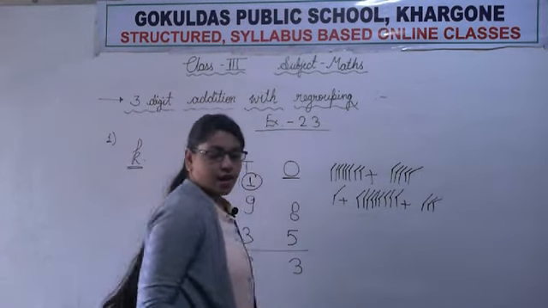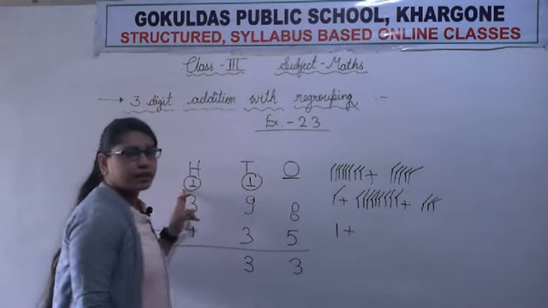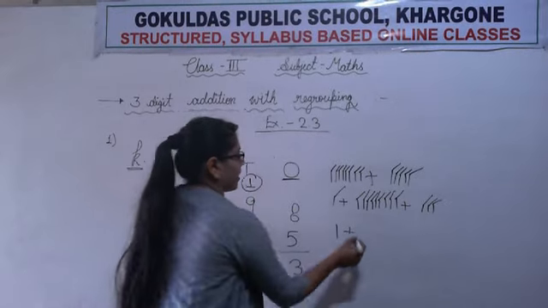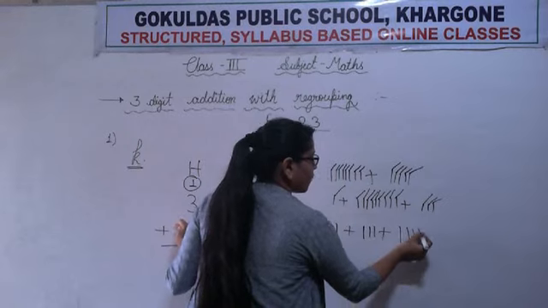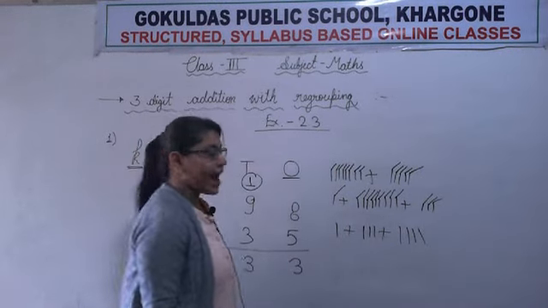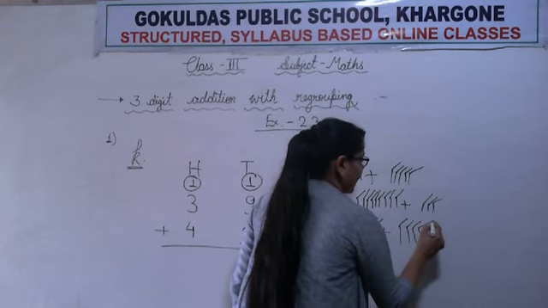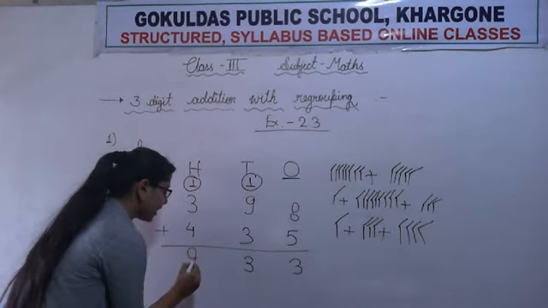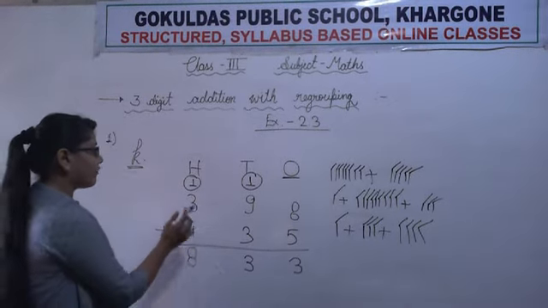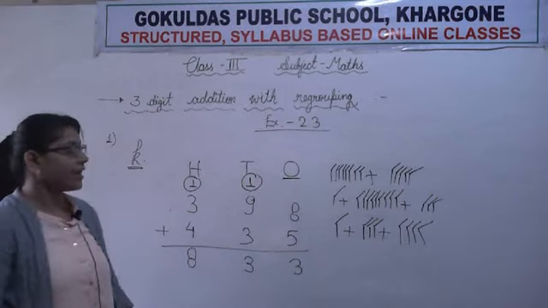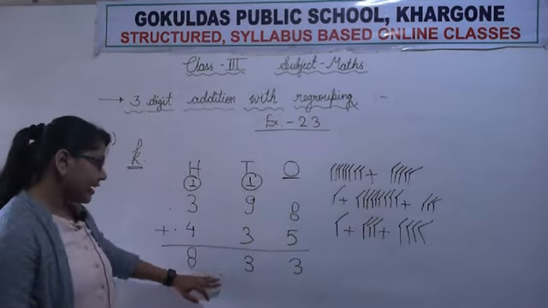Now it's time to add the hundreds column. First of all 1 is there in the form of carry. Now 3 and the last number is 4. Now let's add: 1, 2, 3, 4, 5, 6, 7 and 8. So we will write the number 8 in the hundreds column. So our first addend was 398, the second addend 435, and our sum or total is 833.